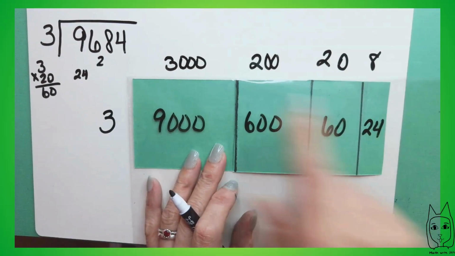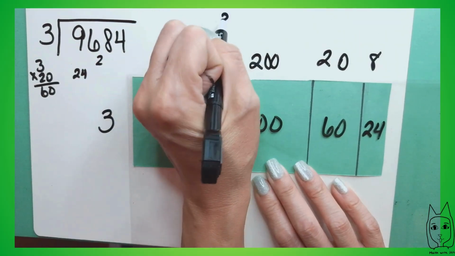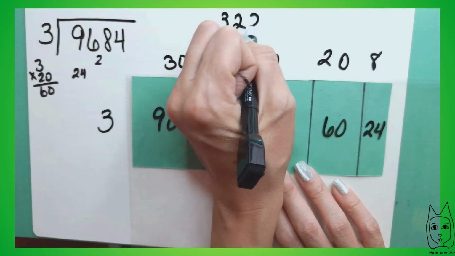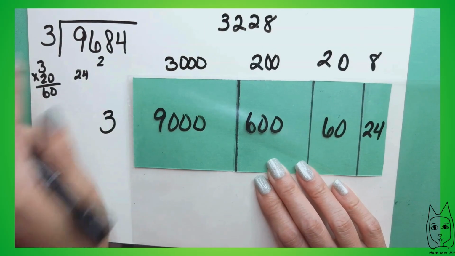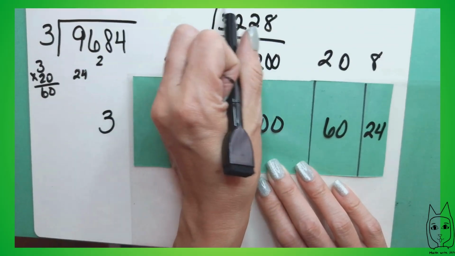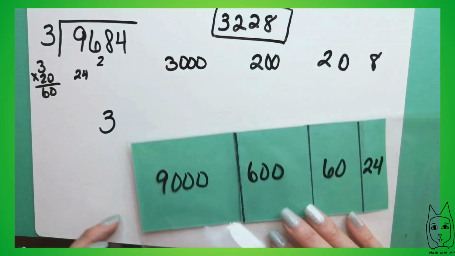So then now I can put these together. And that would give me 3,228. 3,684 divided by 3 should be 3,228. But because we're just learning about division, we're going to go ahead and check ourselves.